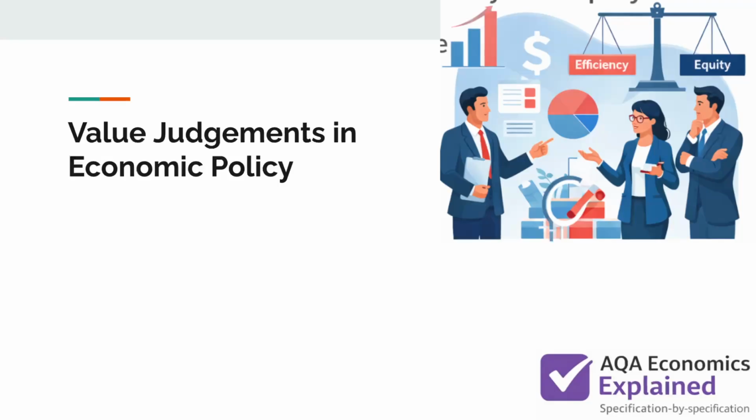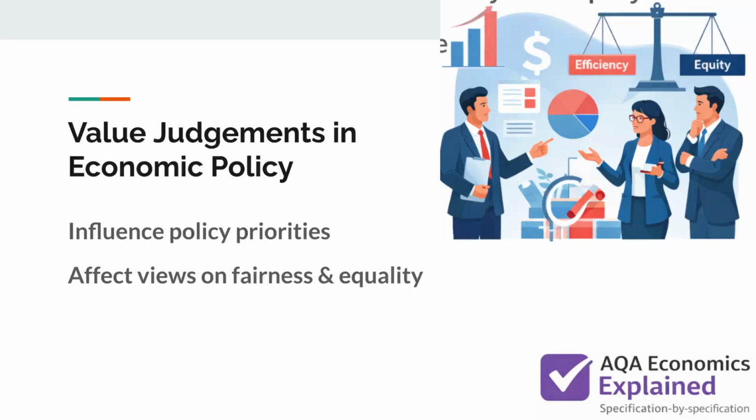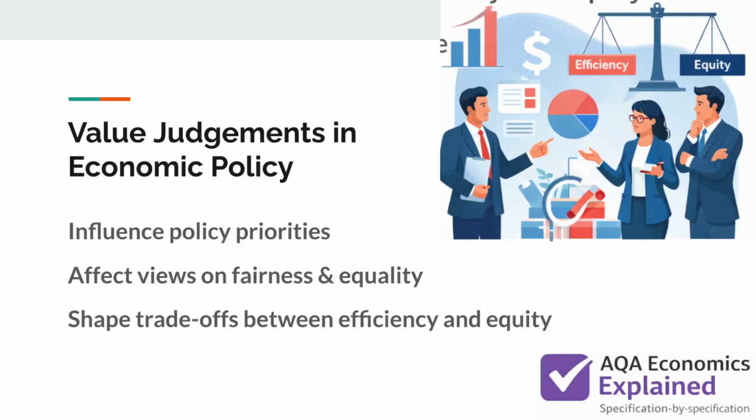Now we hit the heart of the specification. How do value judgments influence economic decision-making and policy? Governments don't just ask, what policy increases GDP? They also ask, is it fair? Who gains and who loses? Is inequality acceptable? Two governments can look at the same evidence and choose completely different policies because they have different value judgments.